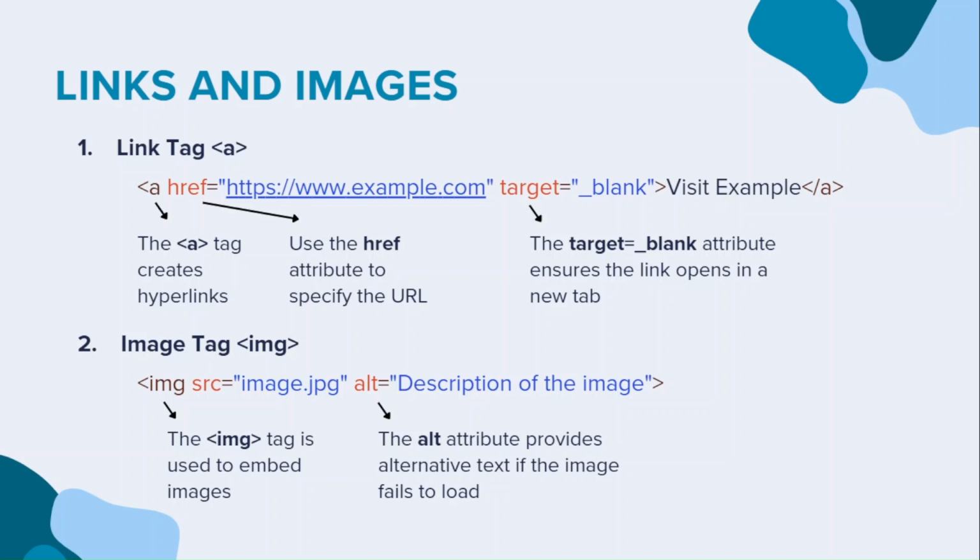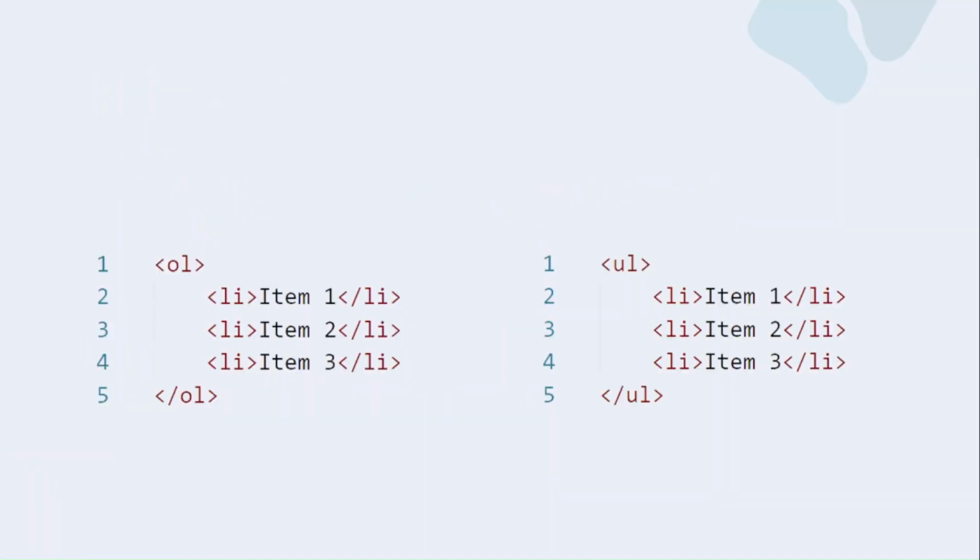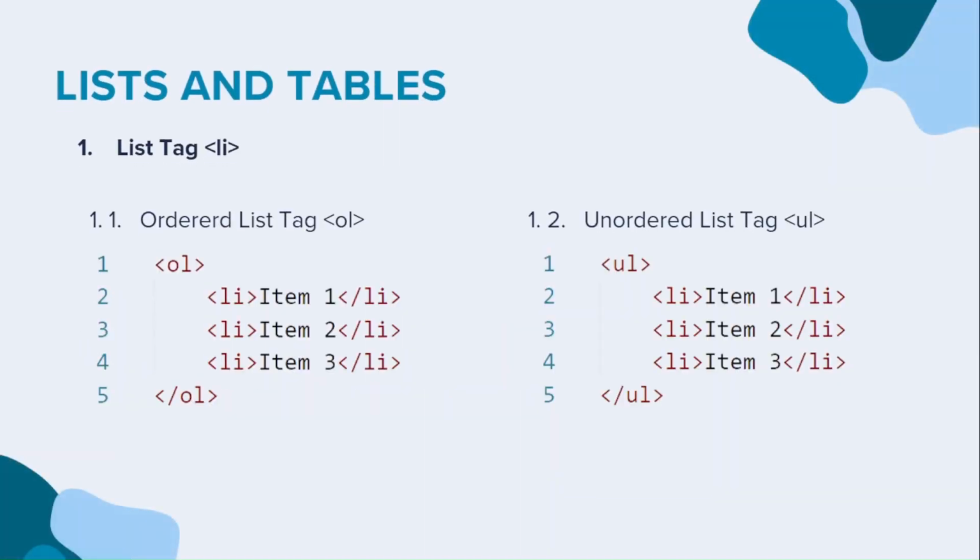Another essential element for organizing content is lists and tables. We'll learn how to create lists and tables in HTML, two essential tools for organizing content on a web page. These elements will help you present information in a clear and structured way. In the first section, we will talk about two types of lists.